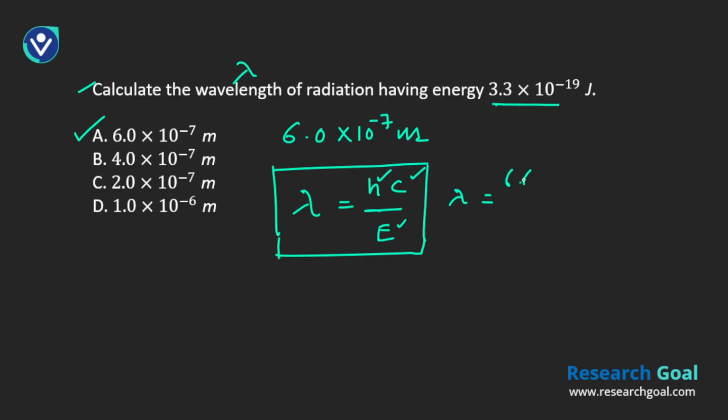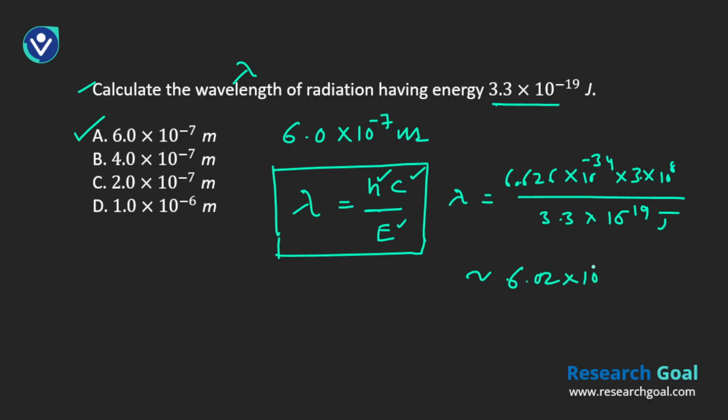H again, I'll tell you: 6.626, I hope you'll remember that, times 10 to the power minus 34, multiplied by 3 into 10 to the power 8, divided by E, which is given as 3.3 into 10 to the power minus 19. Please calculate it. The value turned out to be 6.02 into 10 to the power minus 7. Pardon me if it is not correct. Many times you will not find the exact value, but the closest one. The closest one in this case is option A, so option A is correct, and B, C, D are incorrect.